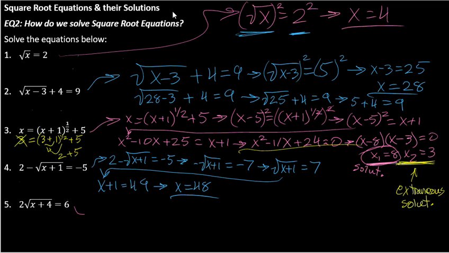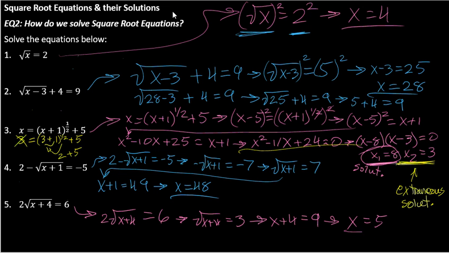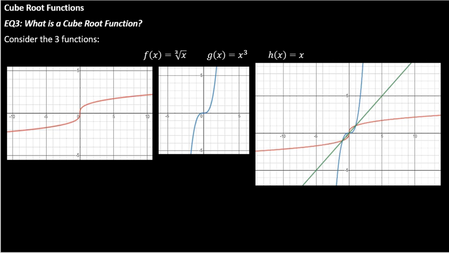So just looking at it, we've got 2 square root of x plus 4 equals 6. First thing I'm going to do is divide by 2 on both sides. Square root of x plus 4 equals 3. Then I'm going to square both sides. X plus 4 equals 9. Then I'm going to subtract 4. And I'm going to have x equals 5. Easy peasy.